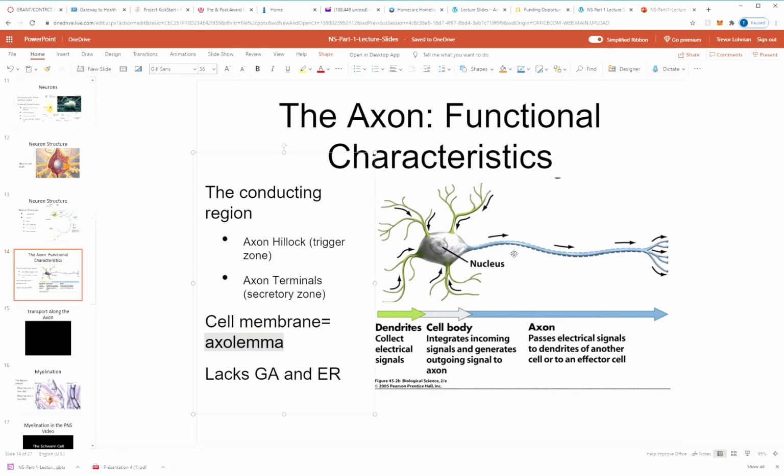Axons can be quite long. You have axons that go from your L5 segment of your spinal cord in your low back, or really, I mean, L1, L2, even higher, all the way down to your foot, a single cell. So these axons can be quite long. They can be a meter long, give or take.